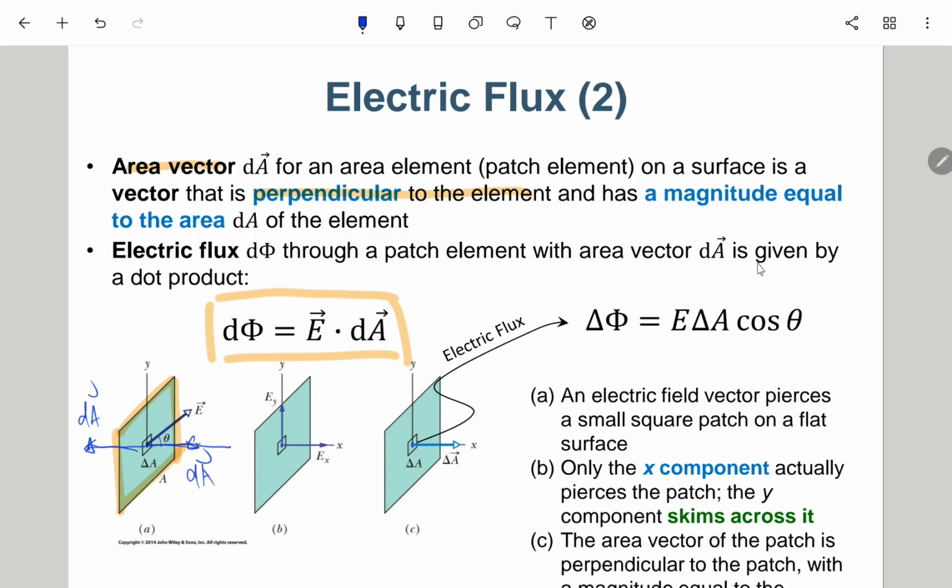Okay, and then the electric flux defined through a patch element with the area vector dA is given by a dot product. So the electric flux is a scalar. Okay, so d phi equals E dot dA, where the dot is the dot product.